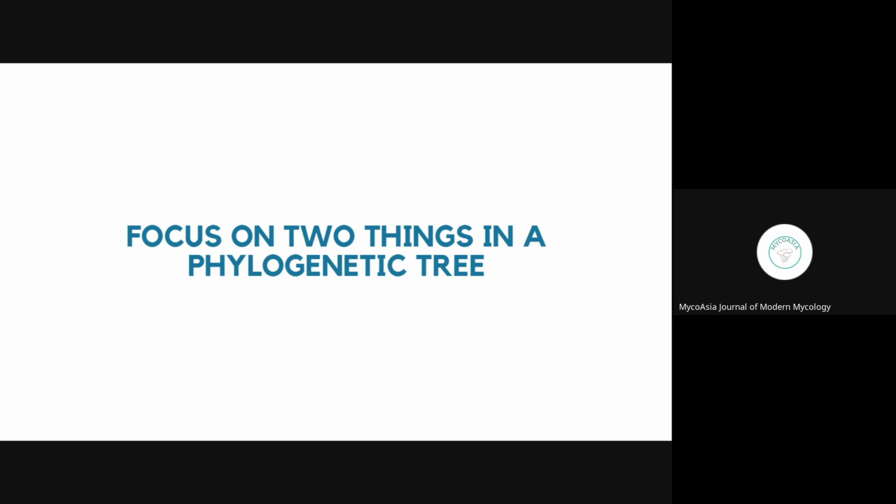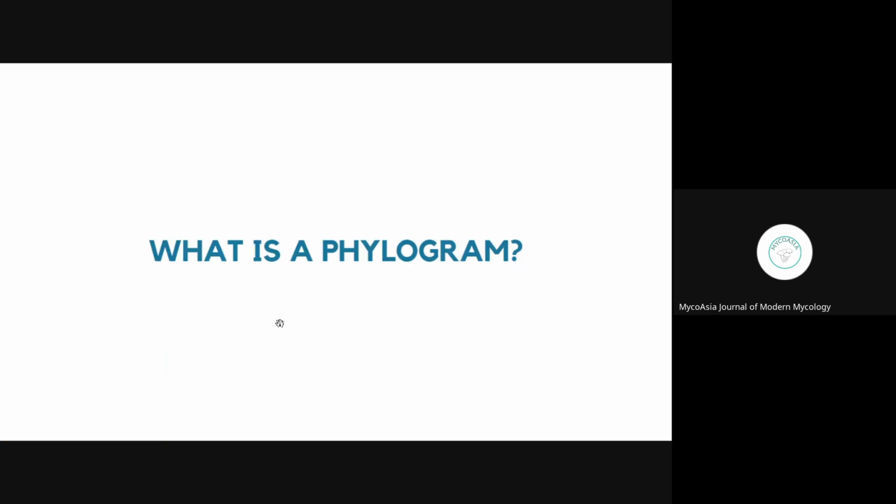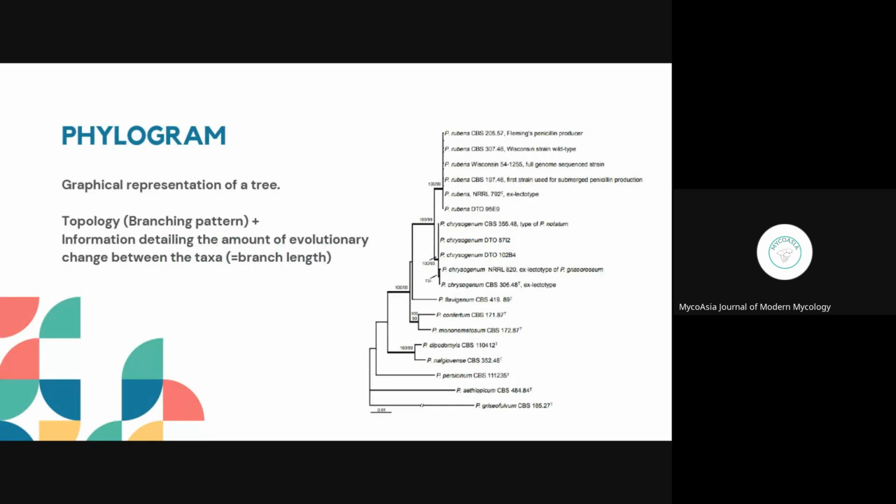There are two things you should focus on in a phylogenetic tree. You should focus on the branching pattern, that's topology. Then you should also focus on branch length. These are the two things you can focus on in a phylogenetic tree. So there is something called a phylogram. So this is a phylogram. Here is a graph. In a phylogram, there is topology, there is a branching pattern.